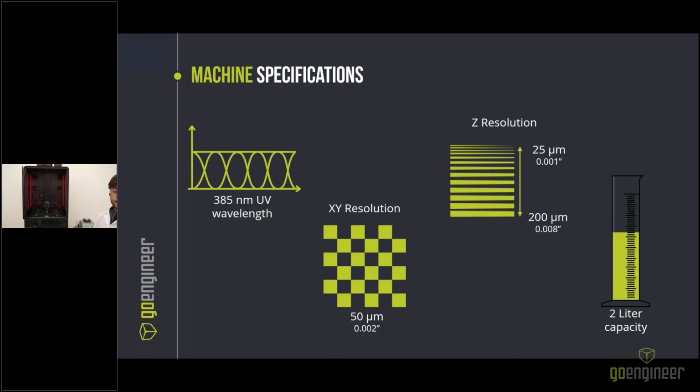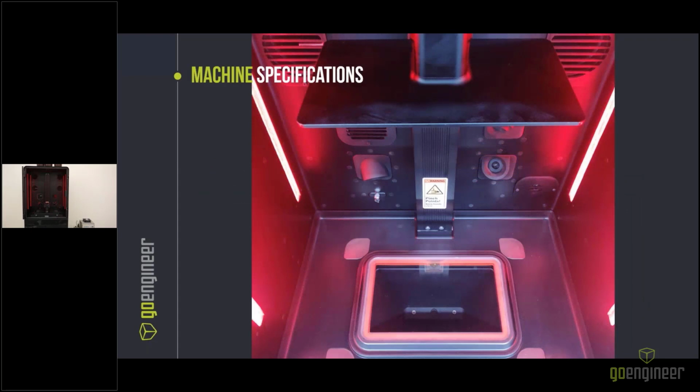The vat has a 2-liter capacity, enabling large parts to be printed with an extremely high throughput. So now I'd like to look more in depth onto the inside of this machine and cover some of the sensors and monitoring systems in place.